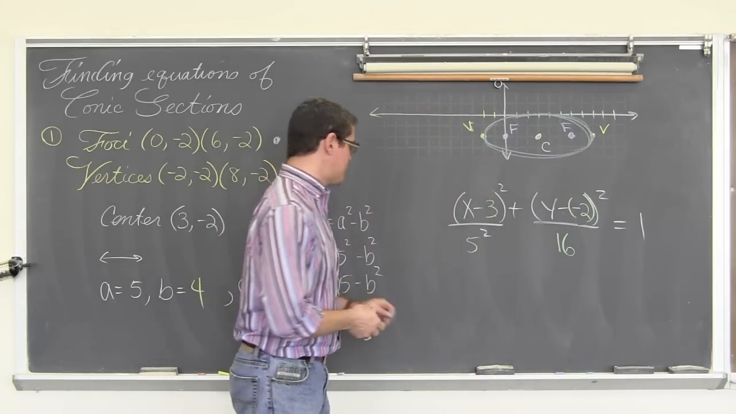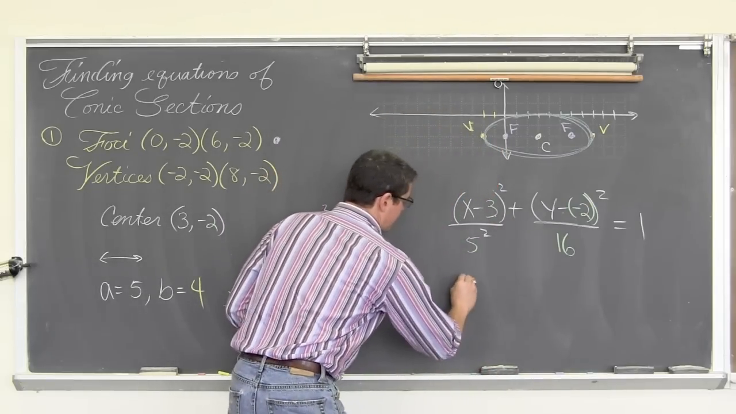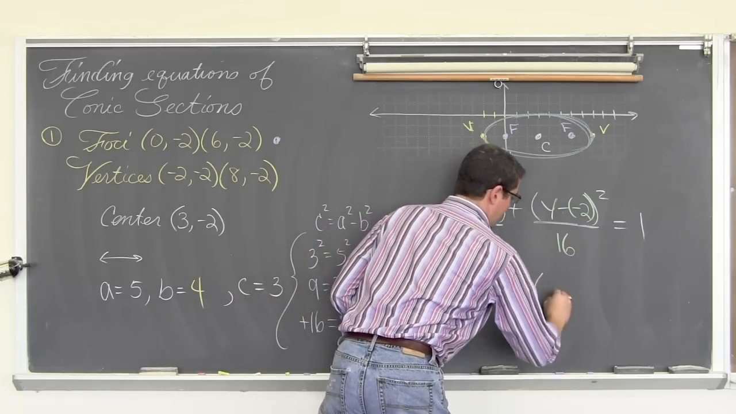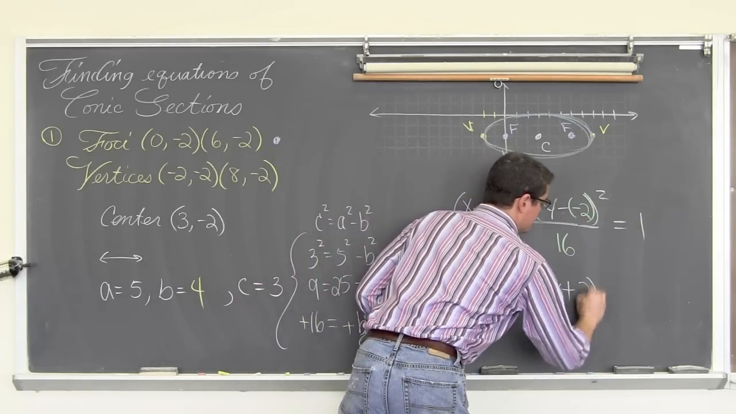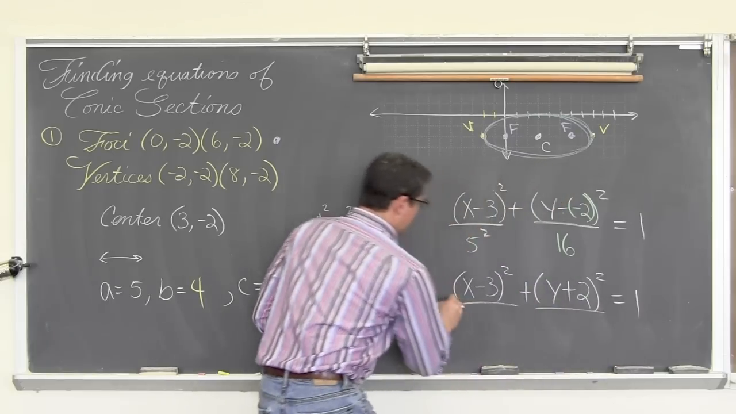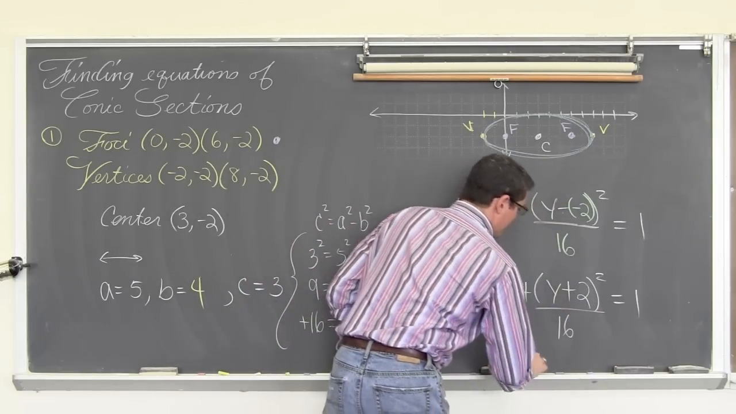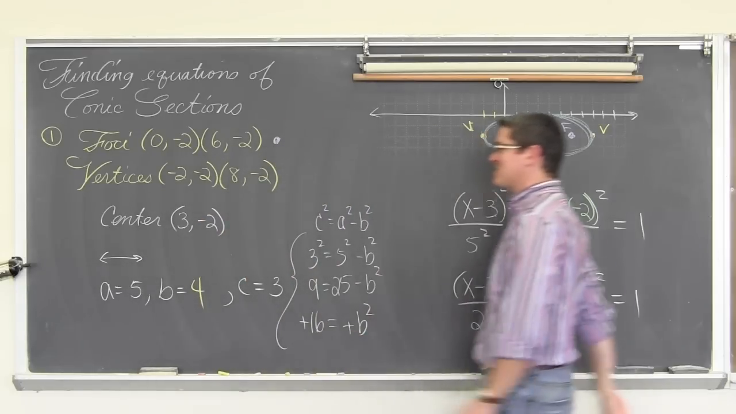So if I clean up this mess a little bit, we have our answer. It's x minus 3 squared over 25 plus y plus 2 squared over 16 equals 1. 5 squared is 25, and 16 from b squared, and bam! First example is done.